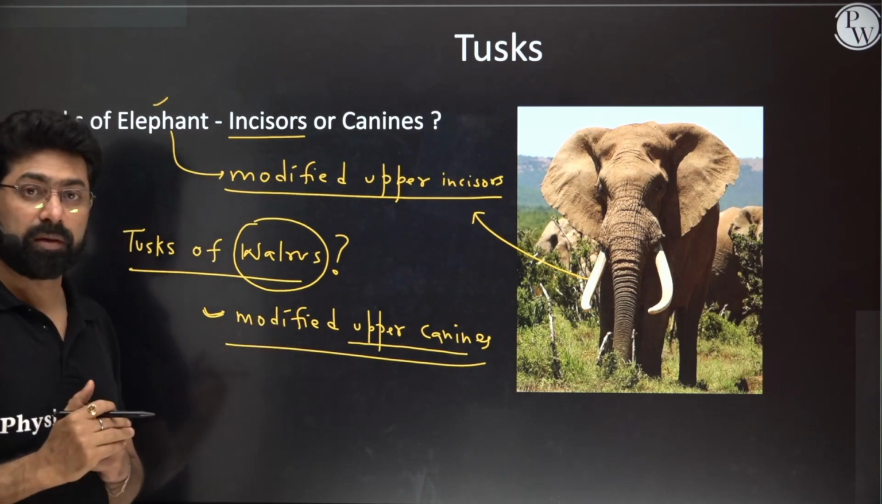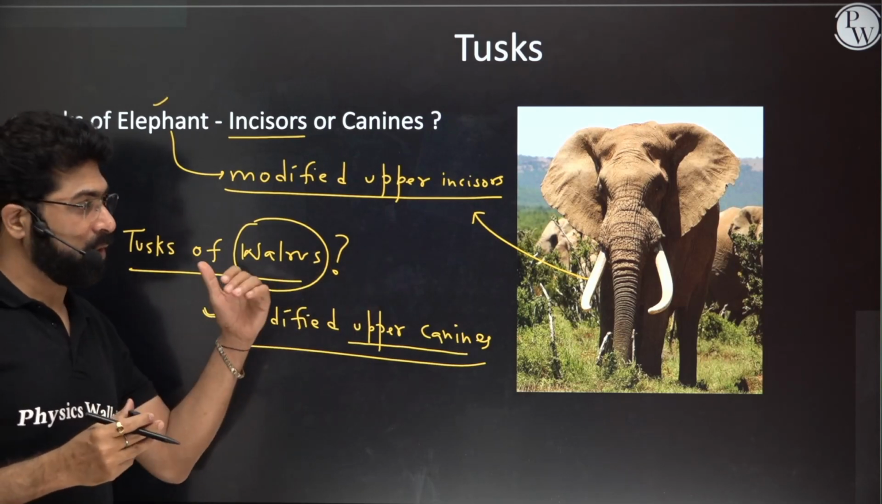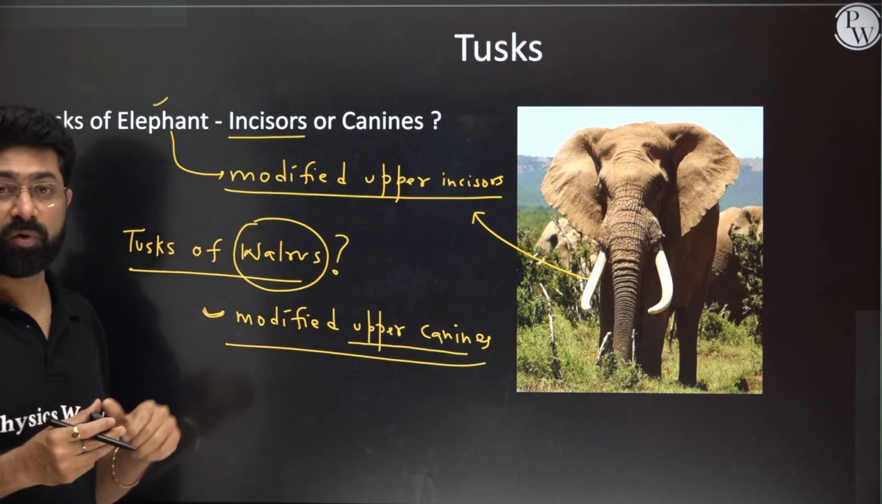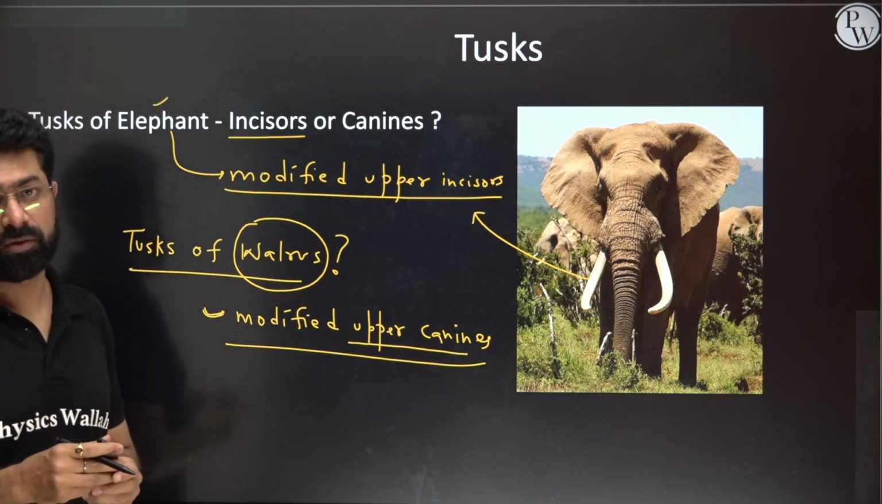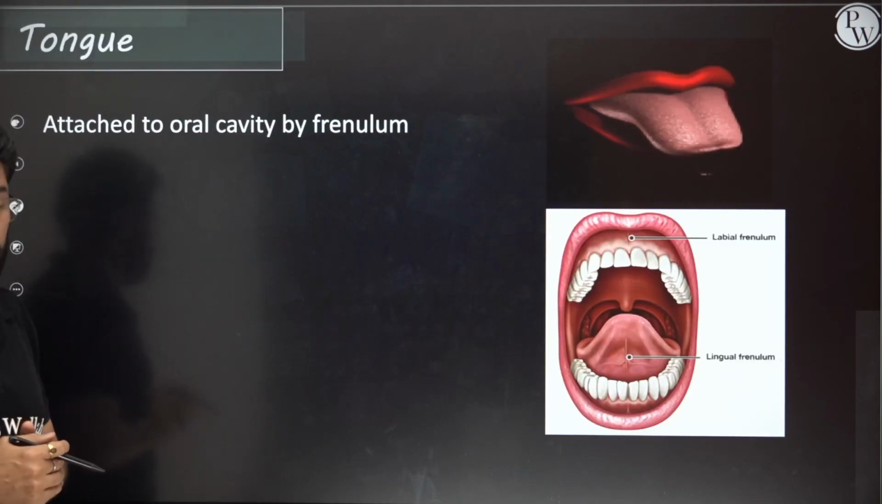Now, one more thing. This is open type of teeth, because this can grow continuously. This grows throughout life. So this is called as open type of teeth. But we and you have closed type of teeth. Okay. Let's talk about the tongue now.